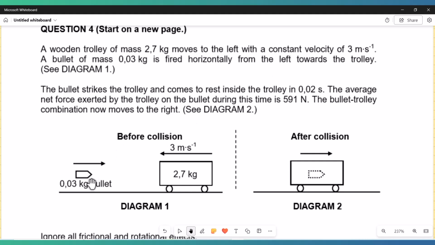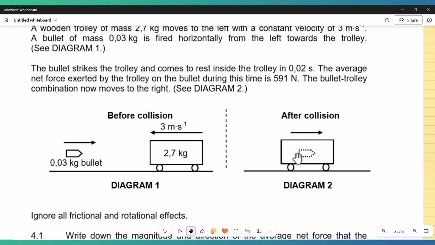You see this Q2, this wooden trolley here, to the left, with a velocity of 3 meters per second. Then a bullet of mass 0,03 kg is fired horizontally from the left, towards the trolley. Now the distance from Q1 to point P, let's check it here. You see it now in diagram 1, point P is 0,04 meters.